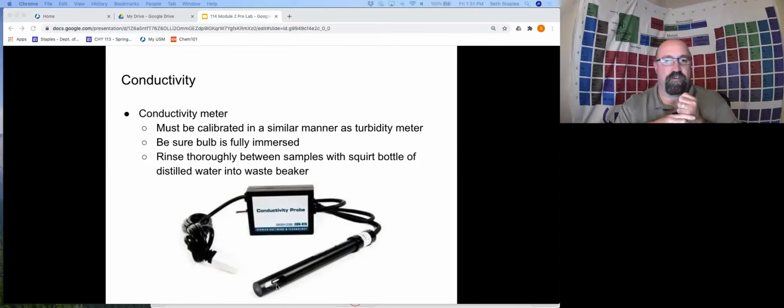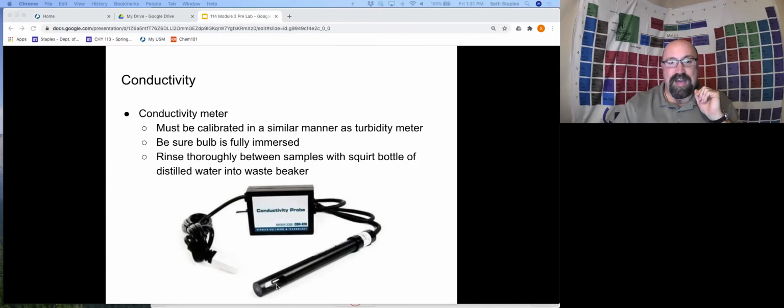And you just want to make sure to rinse that very thoroughly in between samples so we don't risk any sort of cross-contamination. But again, similar to when you did turbidity, as long as you calibrate everything properly, you'll be able to get your conductivity measurements in that lower left-hand side of Logger Pro. It will display your conductivity for you.